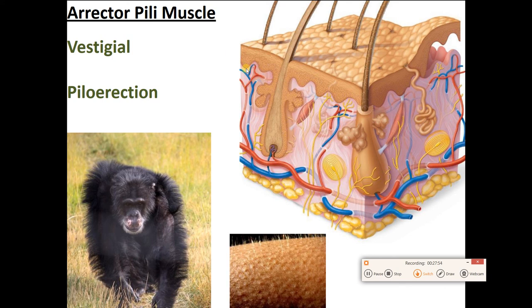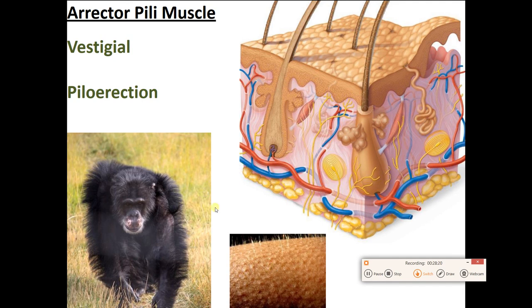And these muscles are going to contract in response to cold temperature and getting scared, turning on what's called your fight or flight response. And when these muscles contract, the hair stands on end, like we can see in this beautiful chimpanzee here. And when the hair stands on end, it is called piloerection. In you and me, it causes goosebumps.